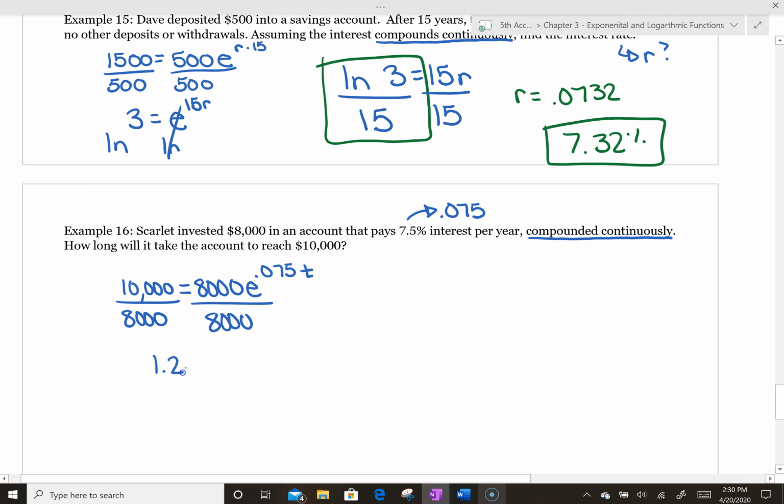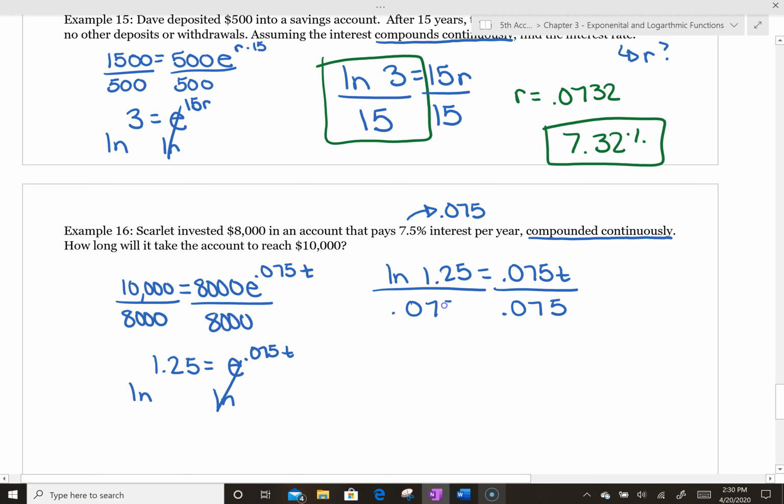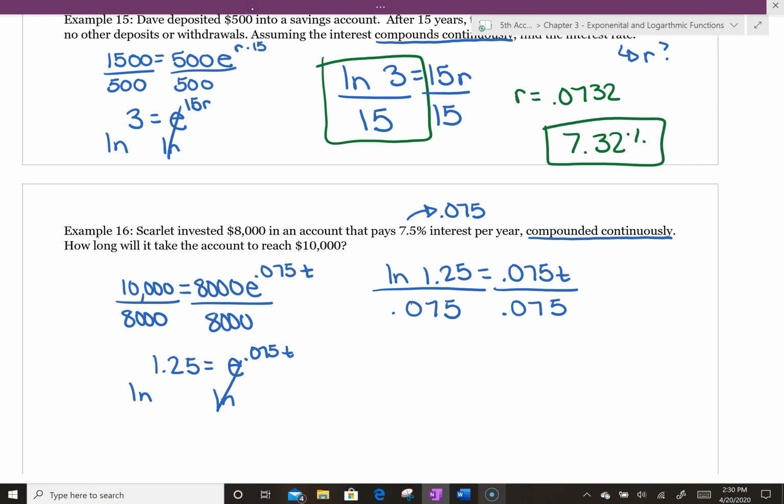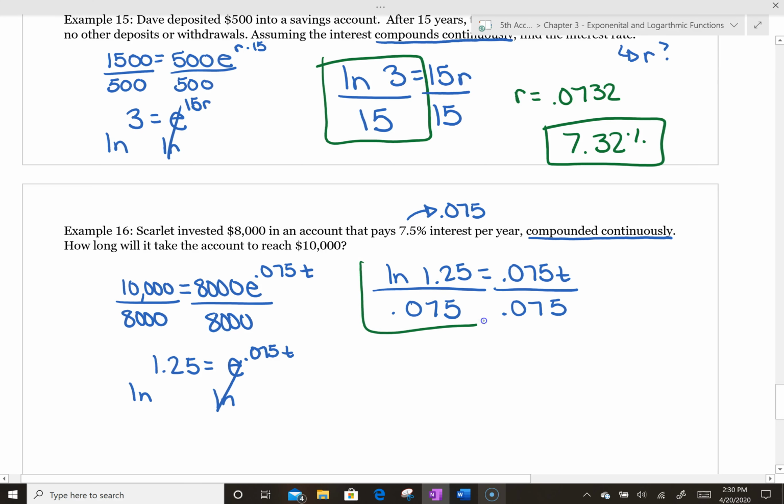Okay, so we get 1.25 equals e to the 0.075t. Again, we just solve it like normal, natural log both sides. So we get natural log of 1.25 equals 0.075t. And of course, we want to divide by that. Okay. So you just want to type that into the calculator. You get like 2.975. So this would be approximately 3 years.